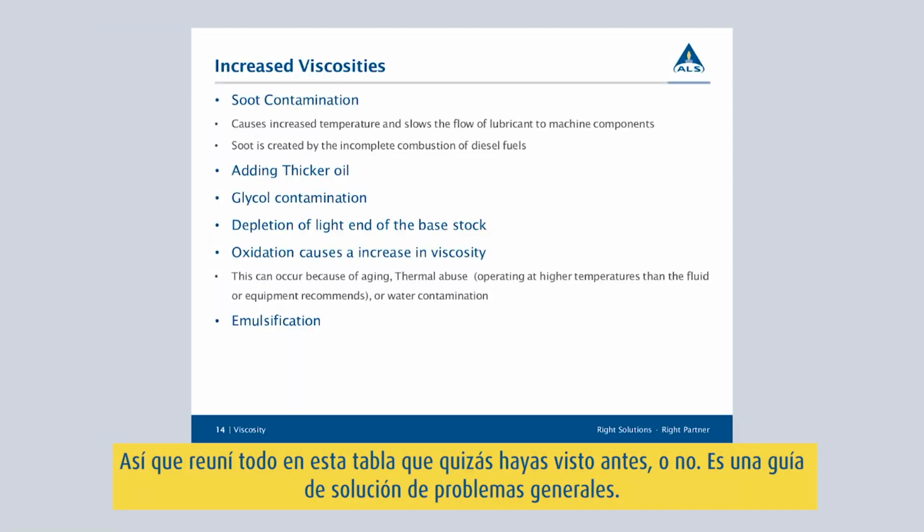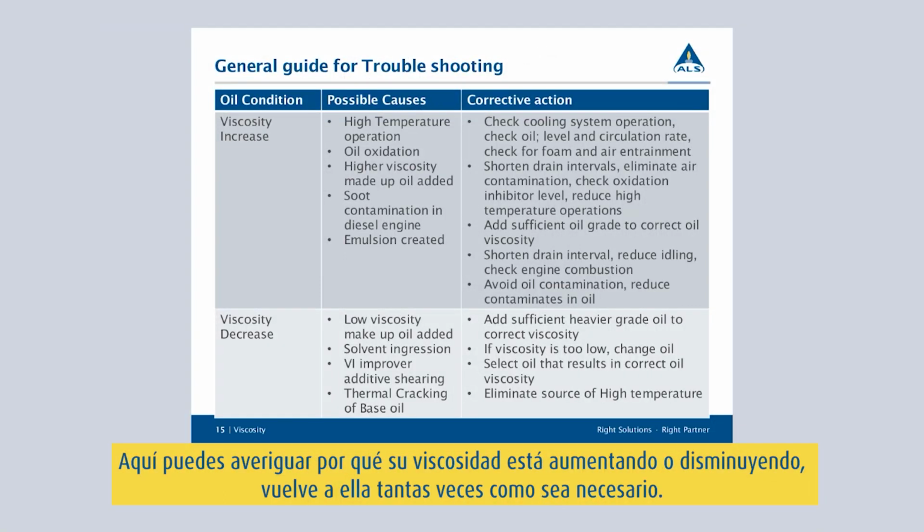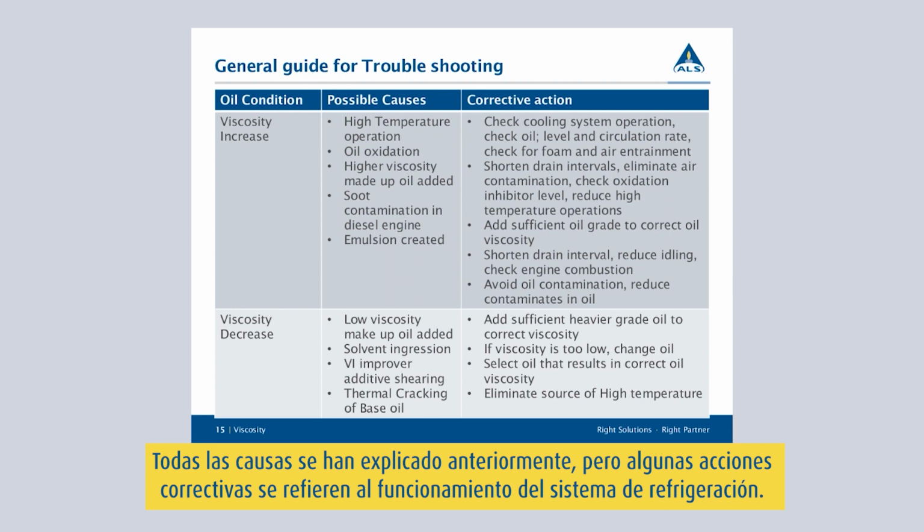So I took all of that, and this is a chart some of you might have seen before, maybe not. We put it into a common chart that is our general guide for troubleshooting. So this is why your viscosity is increasing or decreasing. Please definitely refer back to this a few times. I had a few of our diags look this over with me in terms of what the recommended corrective actions are. And so we're just going to look over those recommended corrective actions. The problem causes were all addressed on the previous slide.